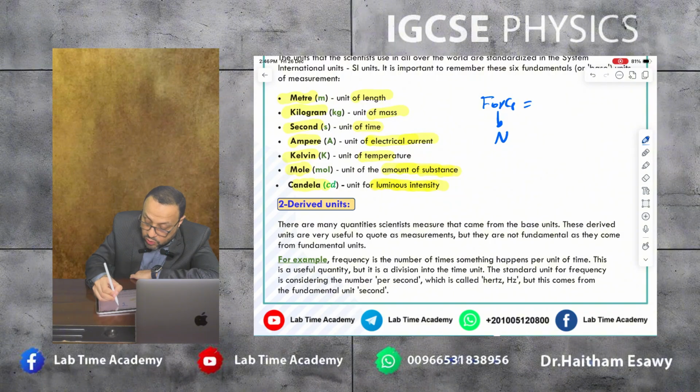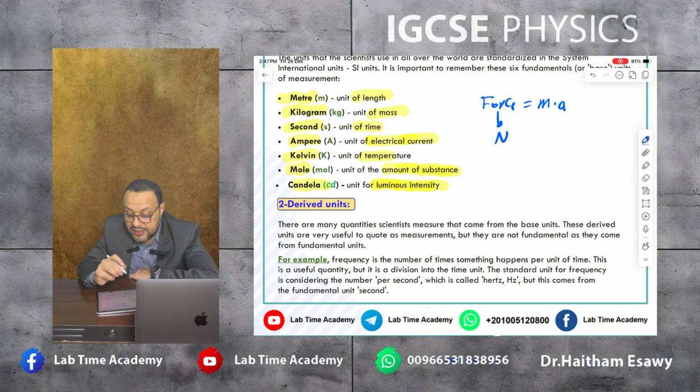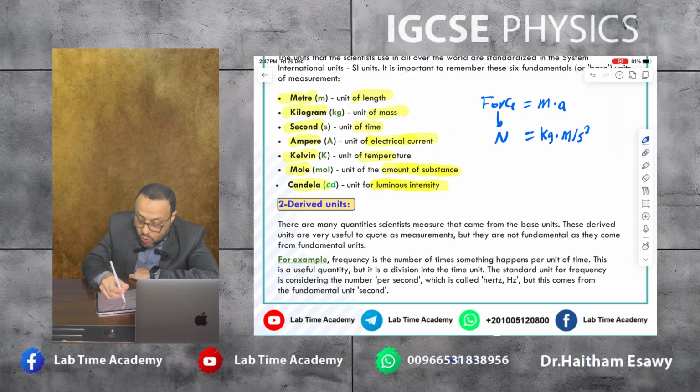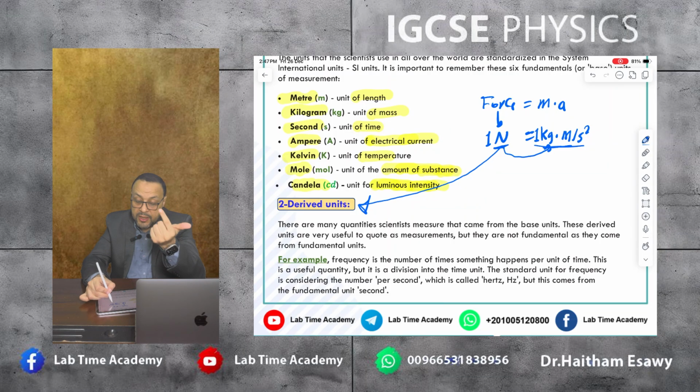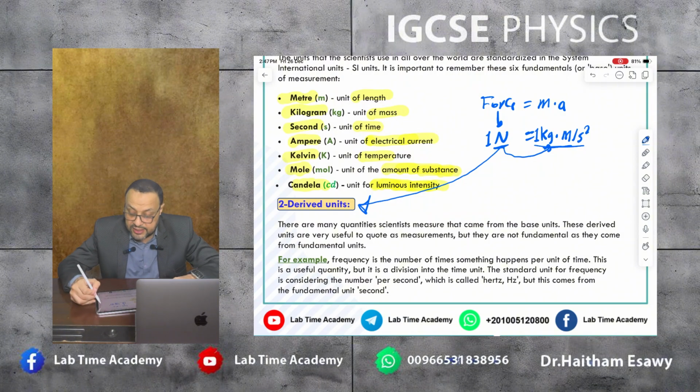Force equals F equals M times A, mass times acceleration. What is the unit for mass? It will be kilogram. What is the unit for acceleration? Meter per second square. So this means that 1 Newton equals 1 kilogram dot meter per second square. So Newton is a derived unit. Why? Because it came from base units. Kilogram, base unit for mass. Meter, base unit for length. Second, base unit for time. So Newton is a derived unit because it came from base units, as I said. Okay.